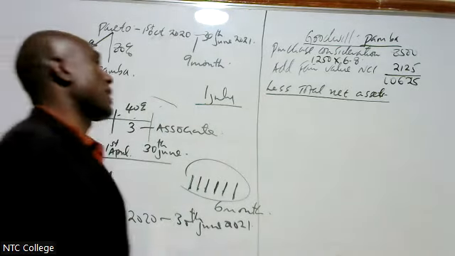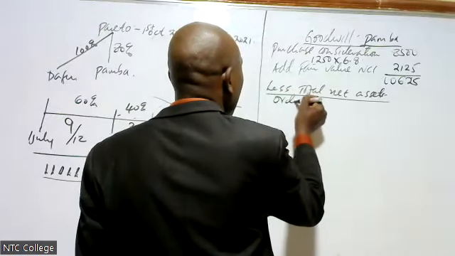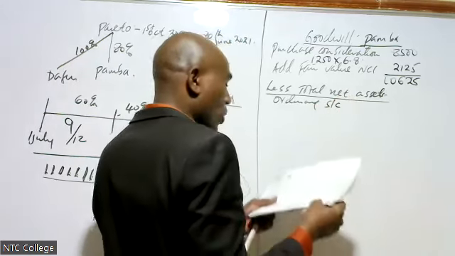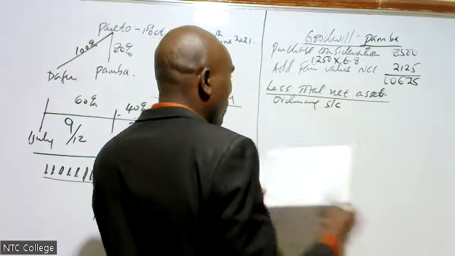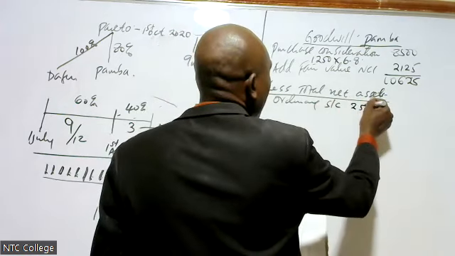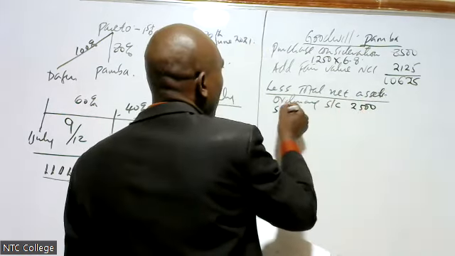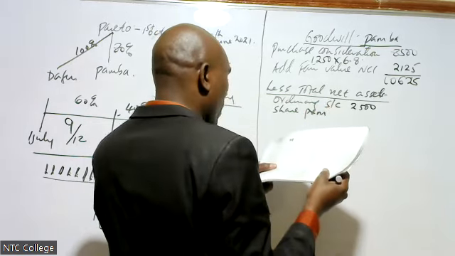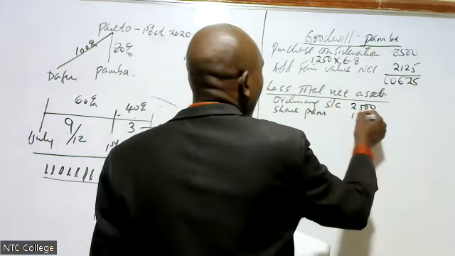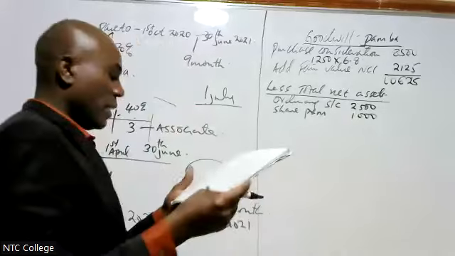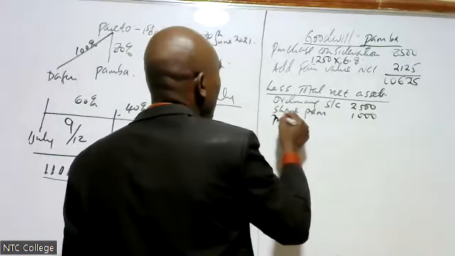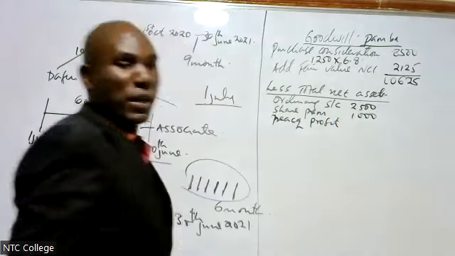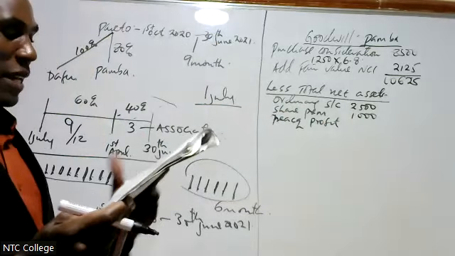What are our net assets? Ordinary share capital. What was ordinary share capital in Pamba Limited? 2,500. Share premium. What is our share premium in Pamba Limited? 1,000. Pre-acquisition profit. How much is our pre-acquisition profit in Pamba Limited?